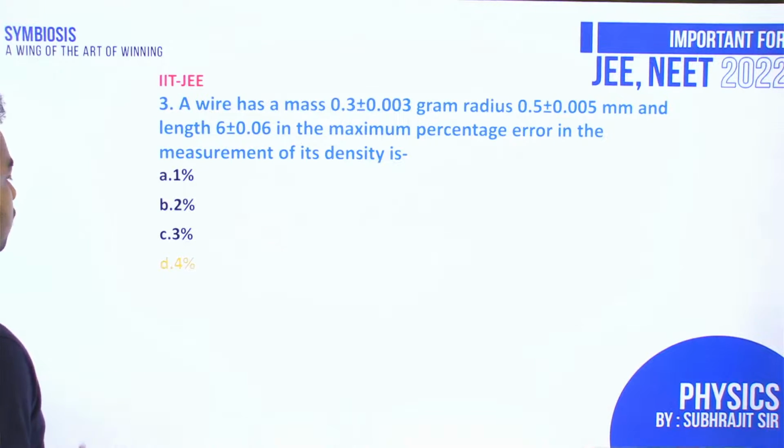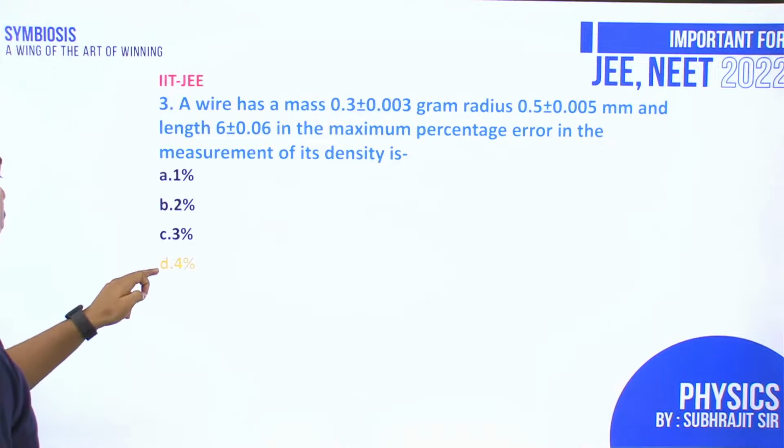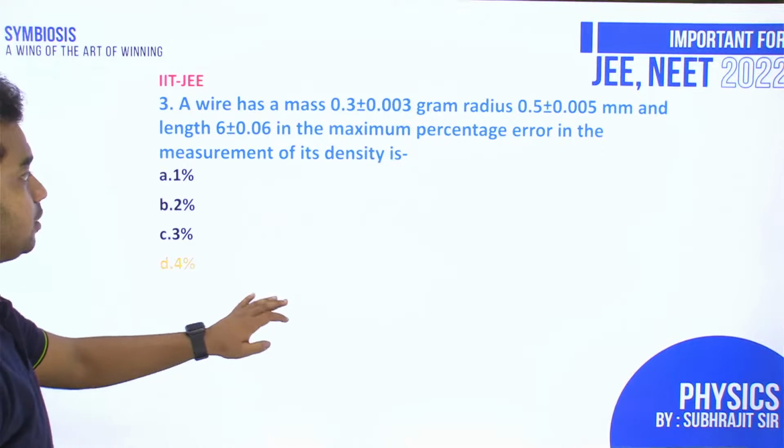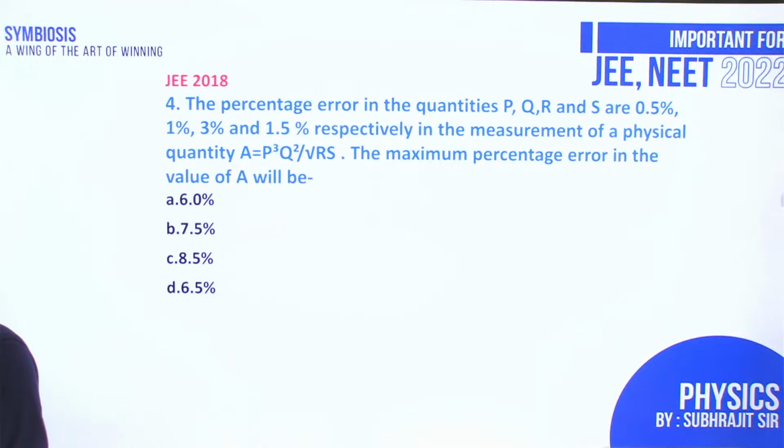Now question number 4. So the correct option of question number 3 is option D, that is 4%. Now question number 4 is a previous year JEE Mains 2018 question. JEE Mains 2018 question, question number 4. Everyone do this.